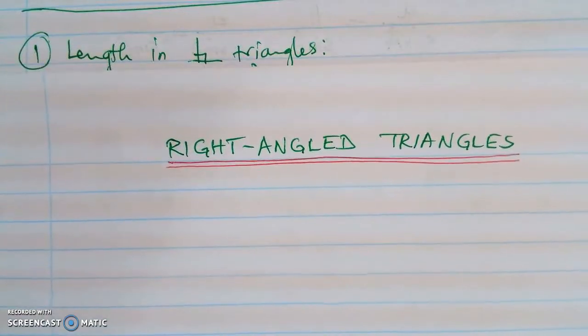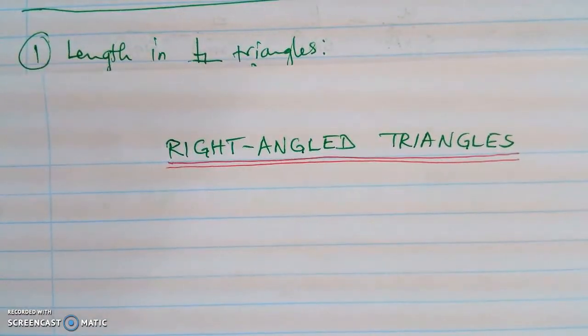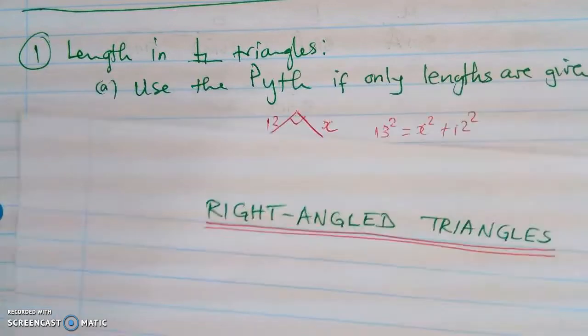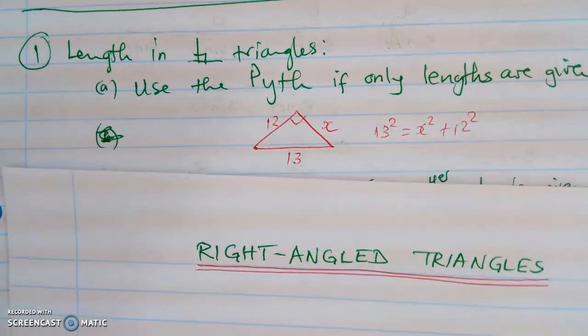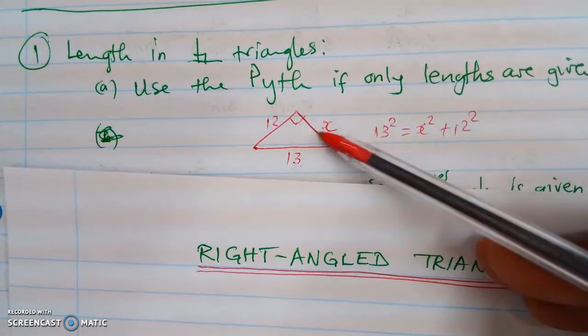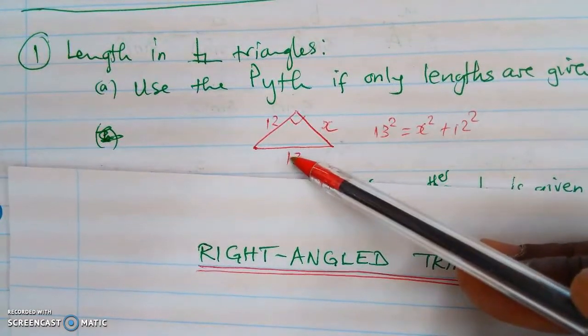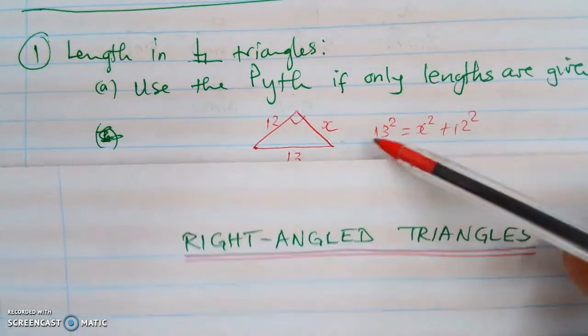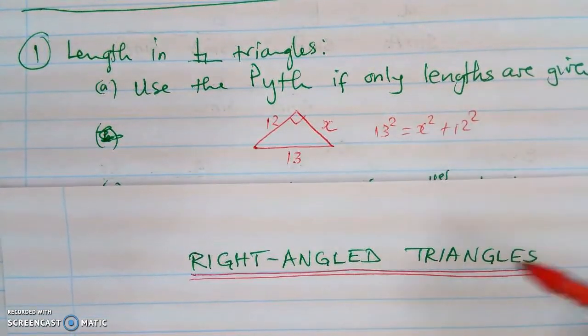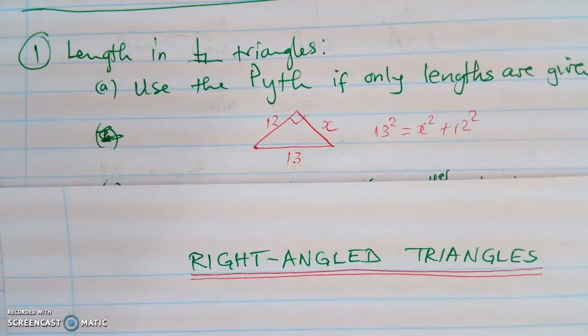We can be required to find the length in a triangle. And if we are required to do so, we just simply use the Pythagoras theorem. Here's an example. If you're supposed to find x here, and you're given this, the longest side always stands alone. So 13 squared is equal to that, and then you make x the subject.